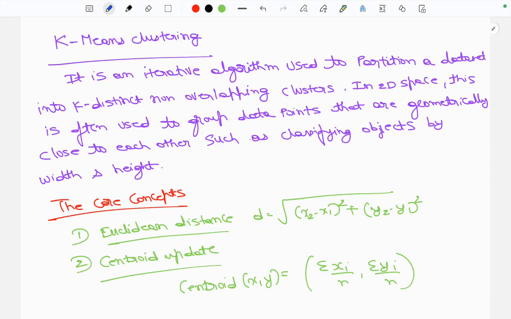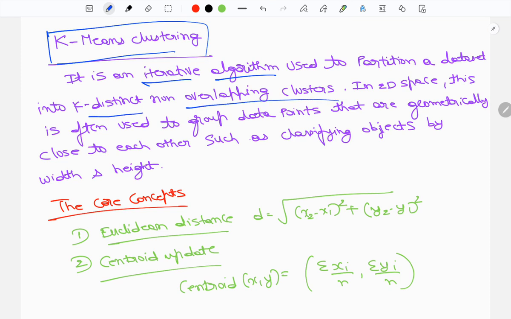Here we shall discuss the type of partitional clustering that we call k-means clustering. So what is k-means clustering? K-means clustering is an iterative algorithm that is used to partition a data set into k distinct non-overlapping clusters. In 2D space, it is often used to group the data points that are geometrically close to each other, such as classifying objects by width and height.